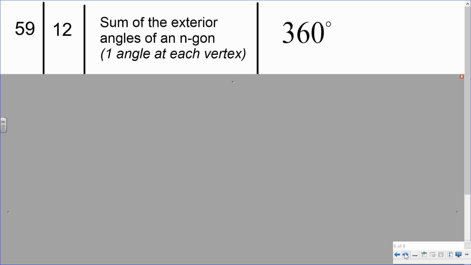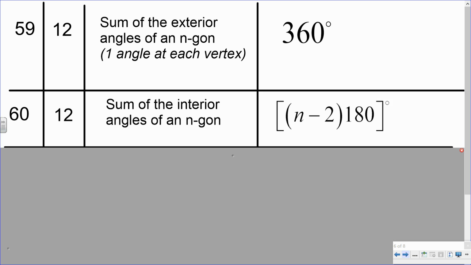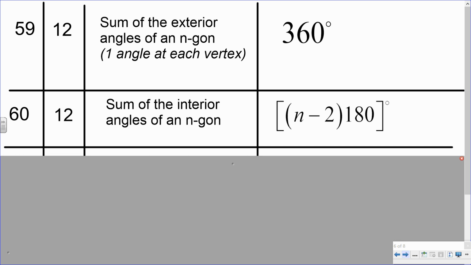We had that the sum of the exteriors, one at each vertex, is always 360 degrees, no matter how big the polygon is. We know that the sum of the interior angles, we draw triangles, and if we have n sides, we have n minus 2 triangles we can draw. So n minus 2 times 180.